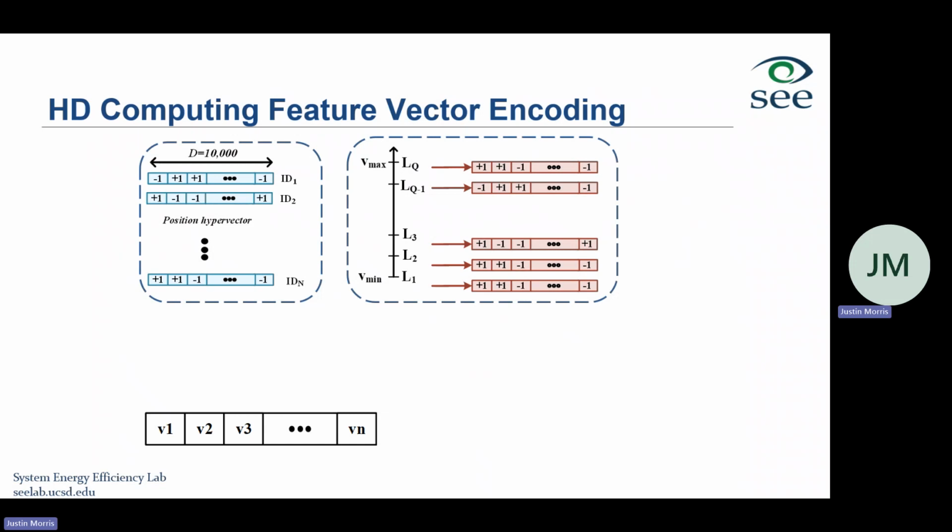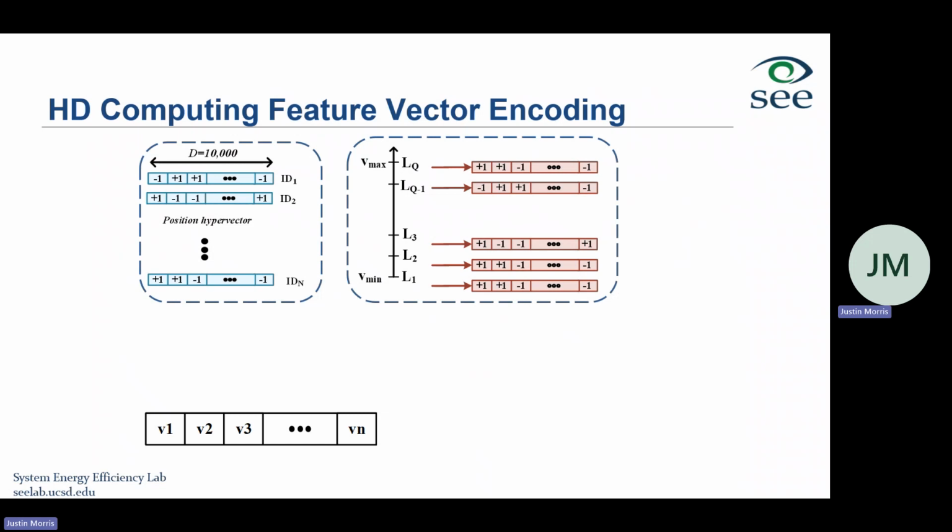We first need to create these different hypervector banks. So this hypervector bank we call ID hypervectors because they are encoding the positional information. We generate one ID hypervector for every single feature position. So if we have the 10 by 10 image, we have 100 position hypervectors or ID hypervectors.